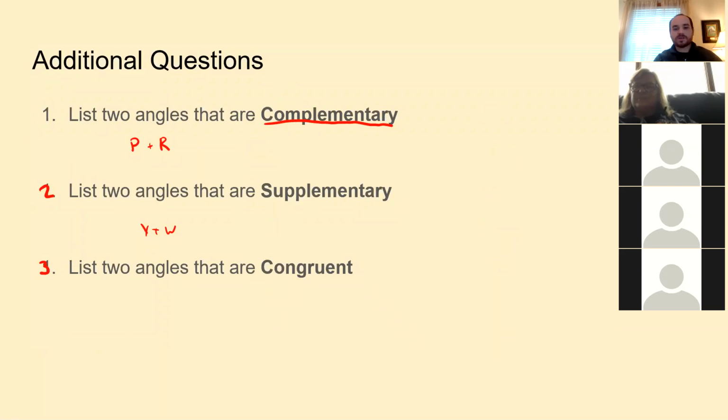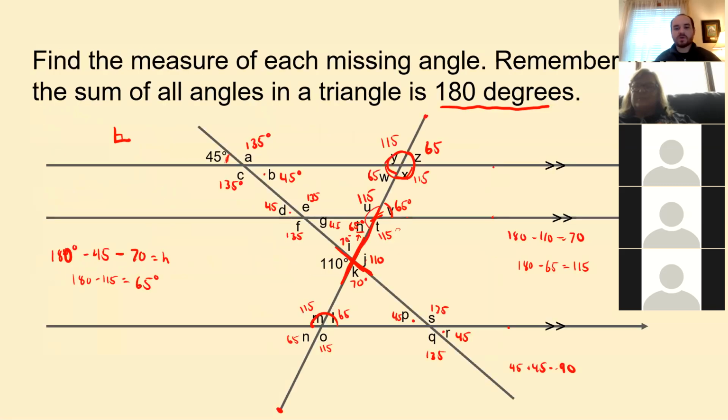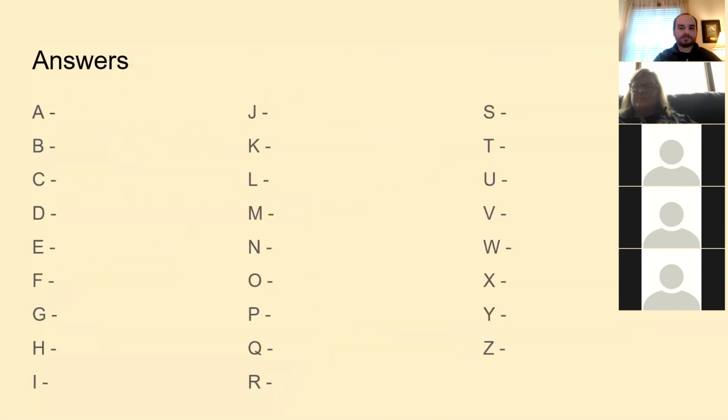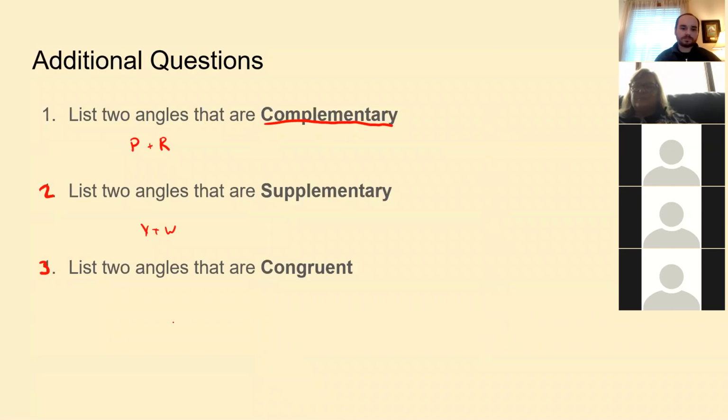And then 2 angles that are congruent. So this one, you also have a whole lot of options. You could pick any of the ones with a measure of 115, any of the measures with 45 or 135. The 2 with 65, the 2 with 70, the 110s, whichever ones you want to pick. It doesn't really matter here. So I'll just go ahead and say A and C. But there are a whole lot of options for all of these.